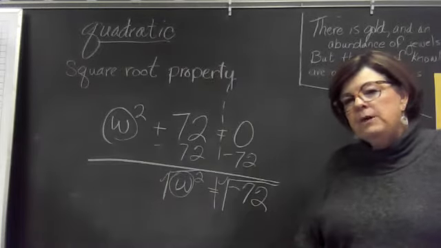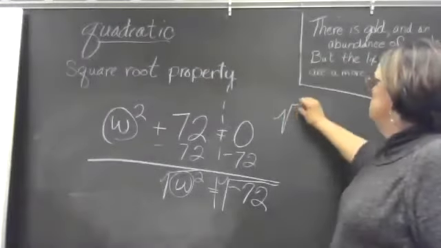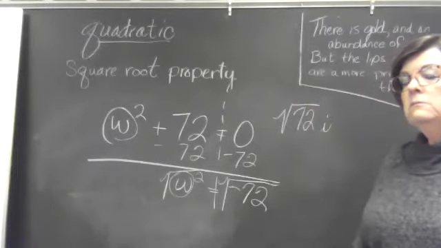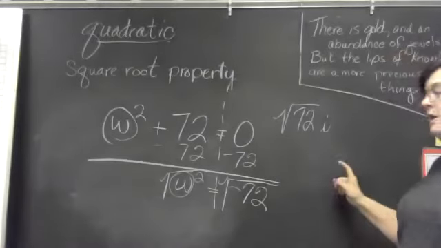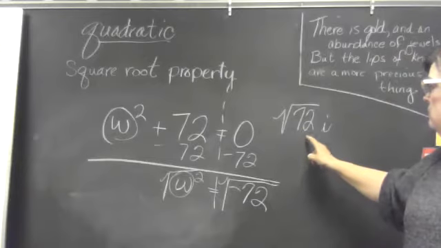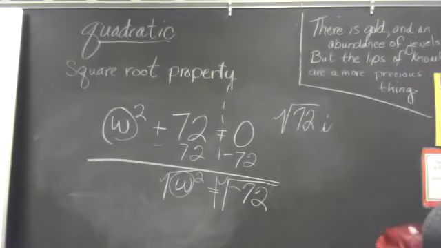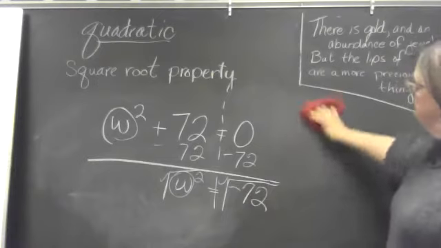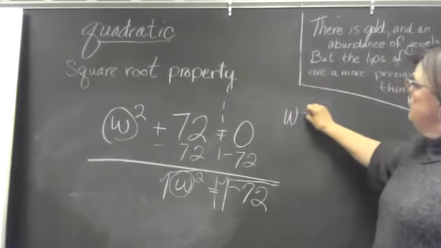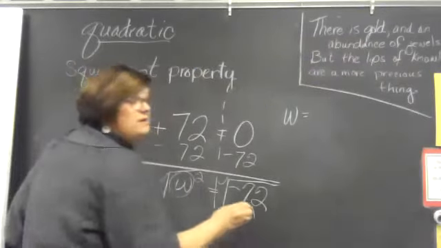Look at the answer to number 9 on the back. It shows W equals plus or negative 6, and then they took 72.